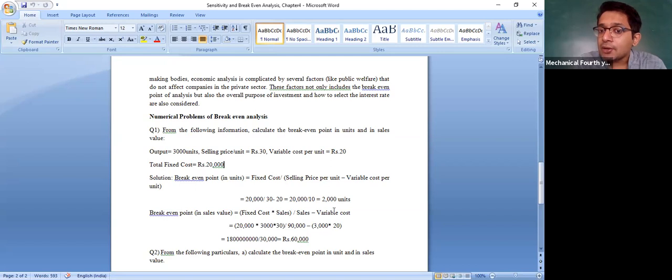2000 into 30 comes to rupees 60,000. See, this is another, alternative way of finding out the break-even point in sales value.